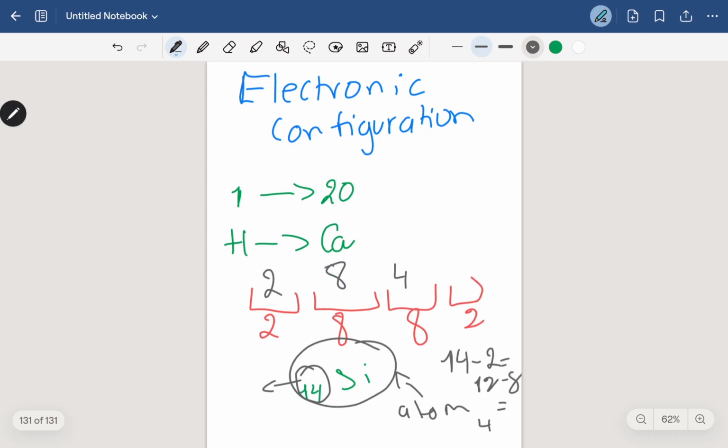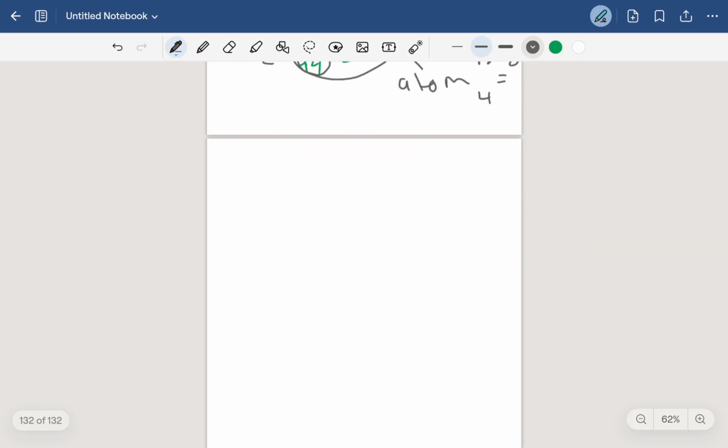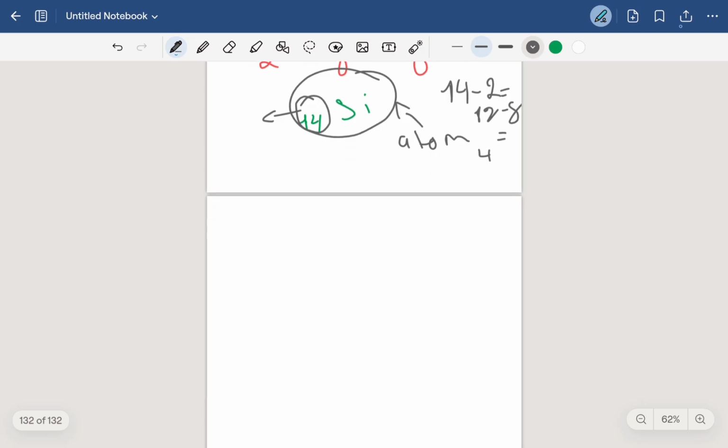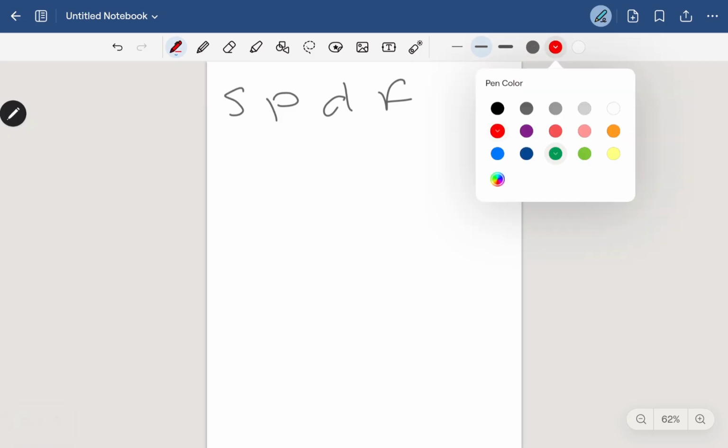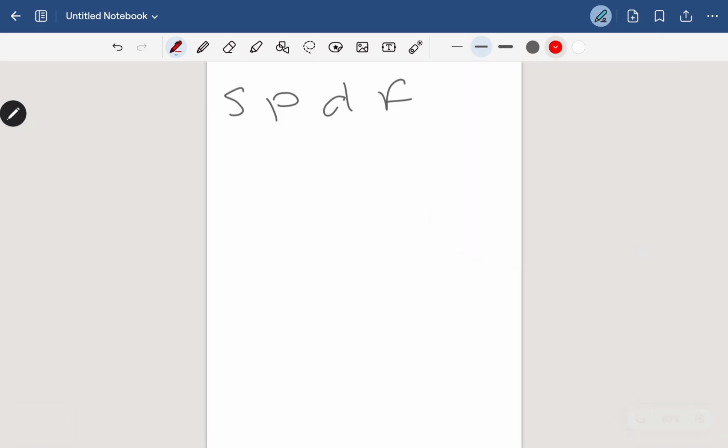And very simply, we can put 4 over here. So like this, we would have finished the electronic configuration of any of the atoms from 1 all the way until 20, or from hydrogen all the way until calcium. Now, the second way of electronic configuration is the SPDF. I know a lot of you don't like the SPDF rule, but in my opinion, it's a really nice rule. So look how we are going to do it.